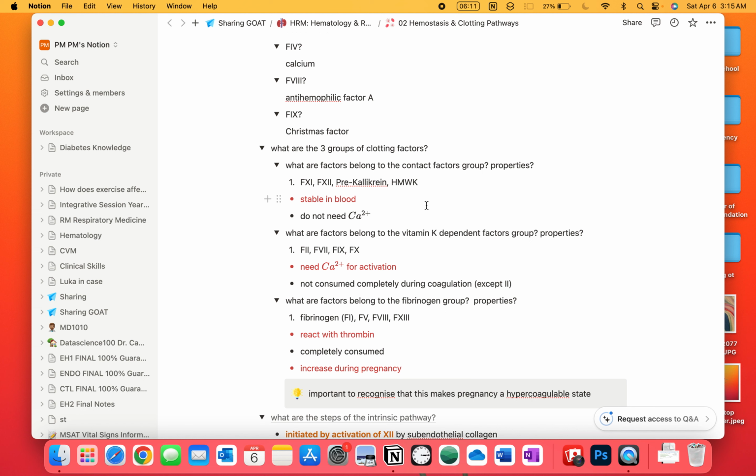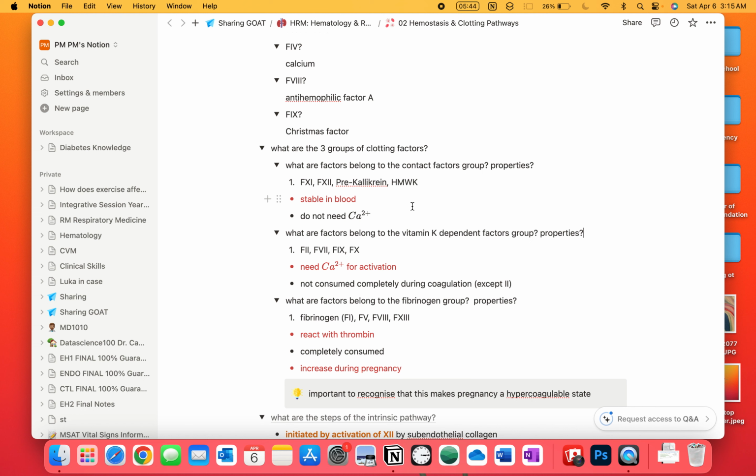What are the 3 groups of clotting factors? Surprisingly important. Factor 11, 12, prekallikrein, HMWK. These are your contact factors. They're stable in blood. They do not need calcium. Then you're going to have your vitamin K dependent factor groups. Warfarin is going to inhibit these factors. You're going to have factor 2, factor 7, factor 9, and factor 10.